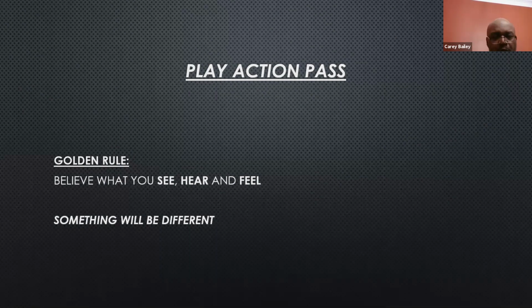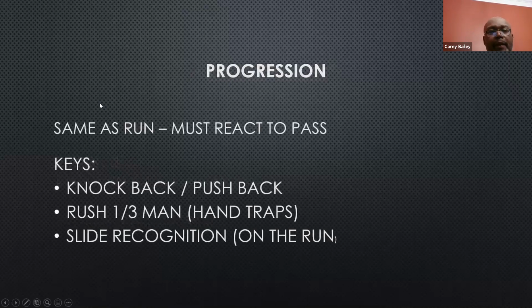You've got to pick the thing up on film. It might be a stance. It might be an angle departure, whatever the case may be. But you've got to be able to find that and give that to your players. Okay. Again, play action pass, same as run. The key is getting knocked back and pushed back, attacking a third of the man, hand traps, getting hands off of you, and recognizing the slide on the run.